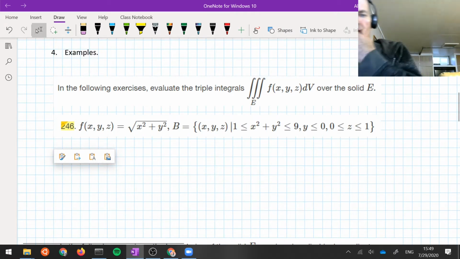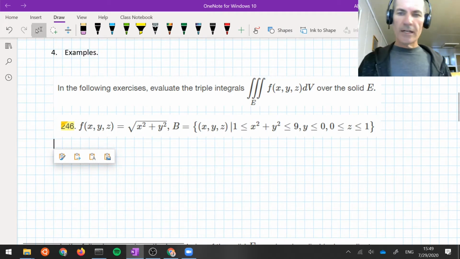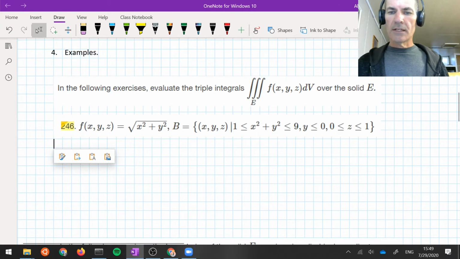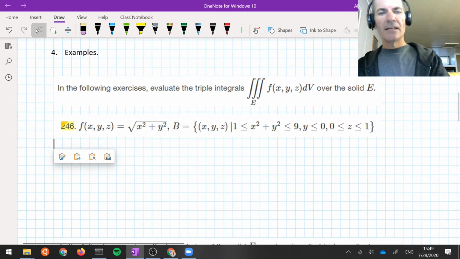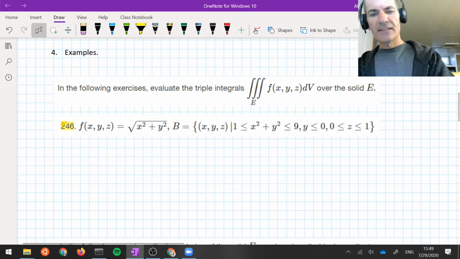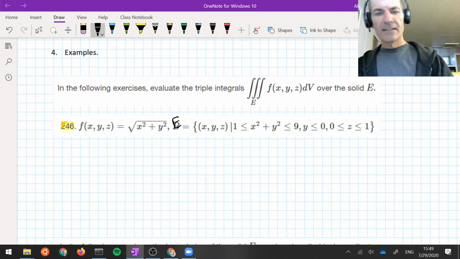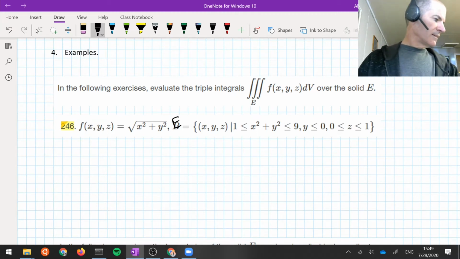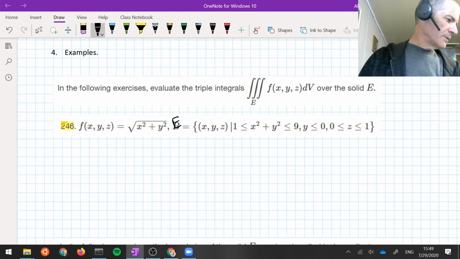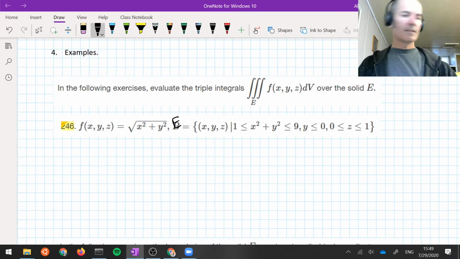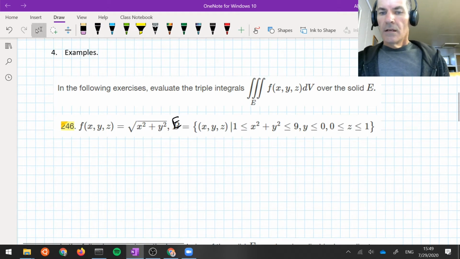All right, so in the following exercise, we're asked to evaluate the triple integral over the solid E. Looks like a little bit of a typo there because the solid here is actually B. I should make a note of that. I'm writing that typo in my notes here so I can report it up to the textbook authors. All right. So we want to evaluate the triple integral over the solid E.